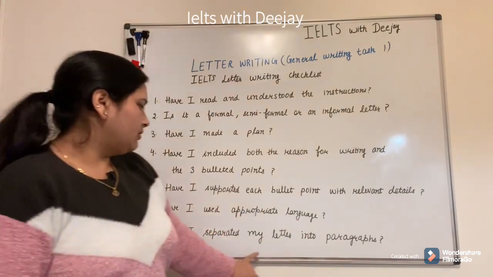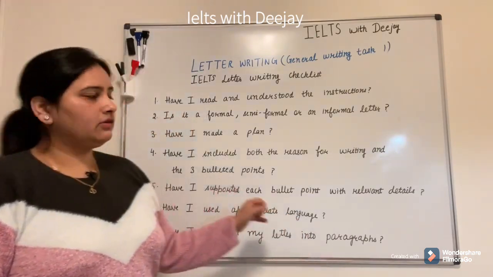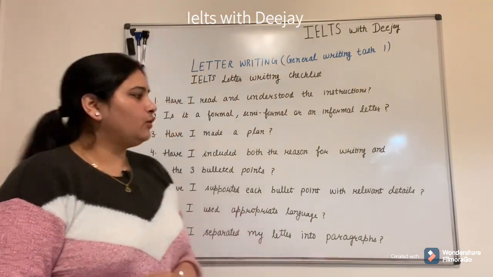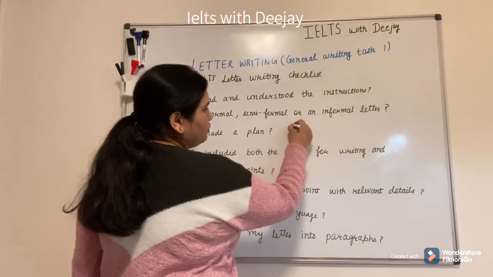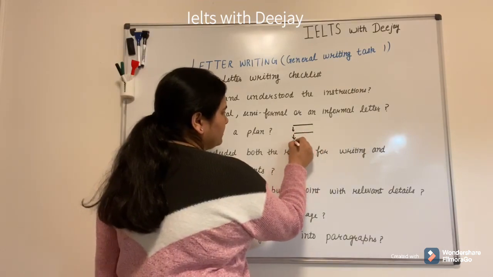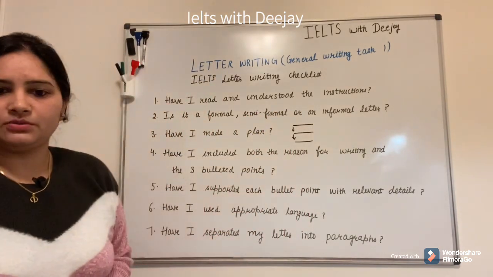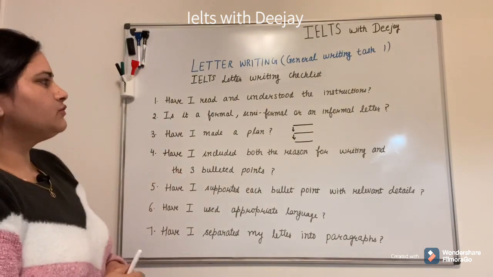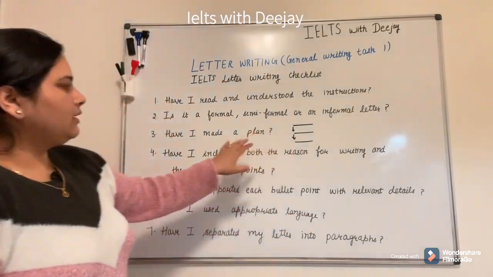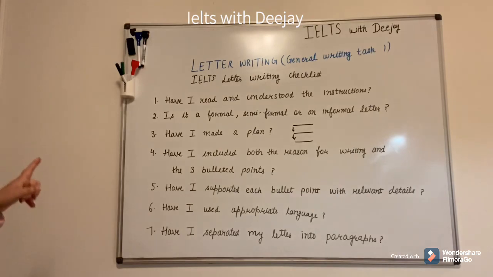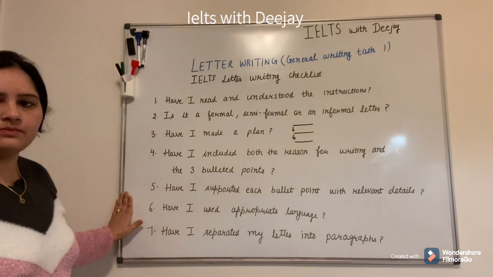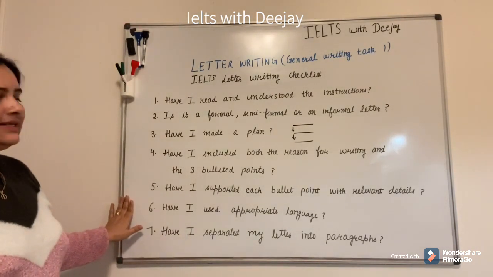After that, have I separated my letter into paragraphs? Because I told you that you need to make different paragraphs. And when you are writing, suppose this is your paragraph, leave one line, second paragraph, leave one line, third paragraph, because it looks legible and the examiner can come to know where you're starting your paragraph and where the paragraph is ending. So this is really important. You can write it down or take a screenshot, because if you are working on this checklist, you can get your desired band score easily.